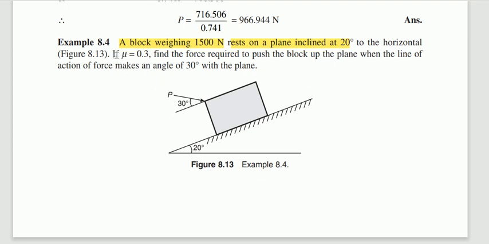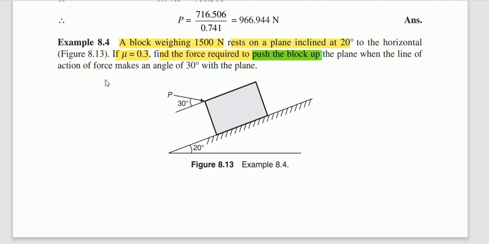The coefficient of friction is given; mu is the coefficient of friction. Find the force required to push the block up. Concentrate on this concept: pushing the block up means our block is moving upward, that is, the direction of the motion of the block is upward. Make sure you are clear with this line.